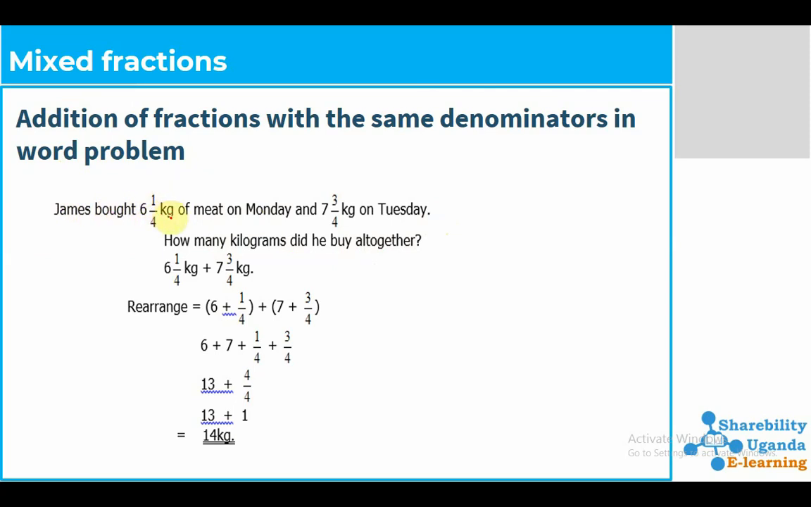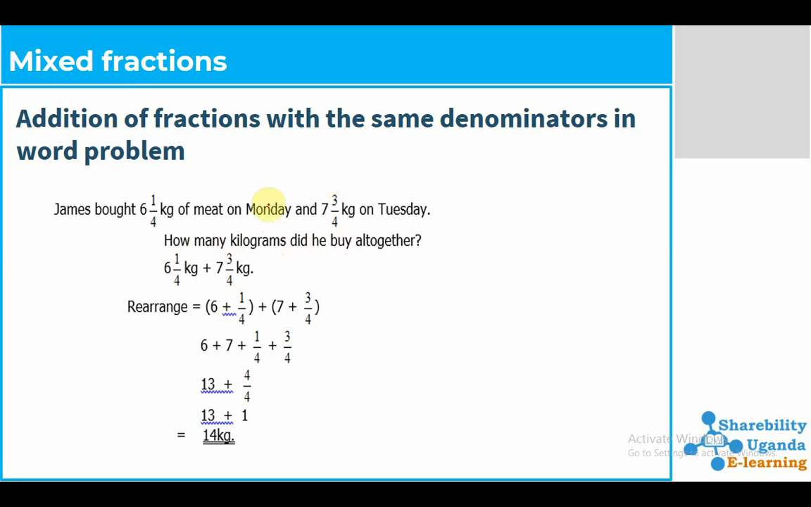So you can see here they are saying James bought 6 whole number 1 out of 4 kilograms of meat. That was on Monday, and he also bought 7 whole number 3 out of 4 kilograms. That was on Tuesday. So they are asking how many kilograms did he buy altogether. You can see this is a mixed fraction, and this is also a mixed fraction. When they say altogether, remember they mean addition.